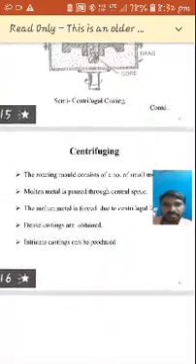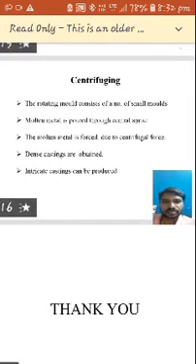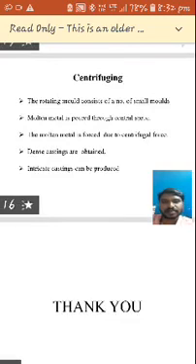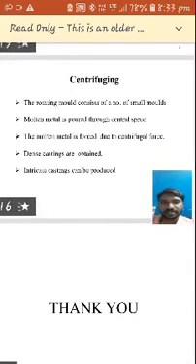And the next one is centrifuging. In centrifuging, the rotating mold consists of a number of small molds. The molten metal is poured through a central sprue. The molten metal is forced outward due to centrifugal force. Dense castings are obtained, and intricate castings can be produced by using centrifuging.